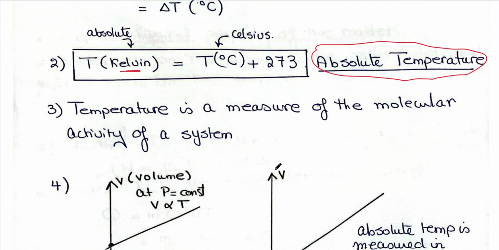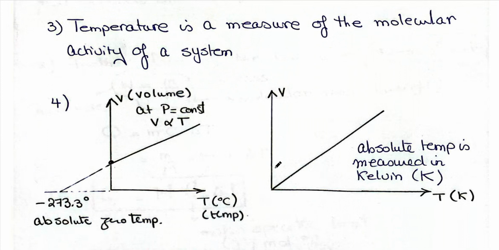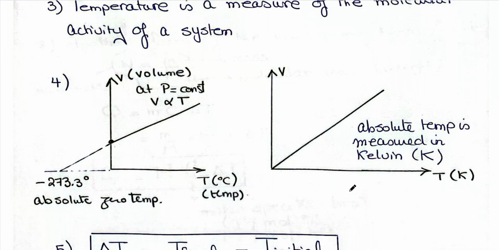Remark number 3: the temperature is a measure of the molecular activity of the system. If we draw the volume on the y-axis and the temperature on the x-axis, we find that as the temperature increases, the volume of the matter increases at constant pressure. If we extrapolate this line, we will find it cutting the x-axis at negative 273.3, which is called the absolute zero temperature. This is the absolute temperature in Kelvin.